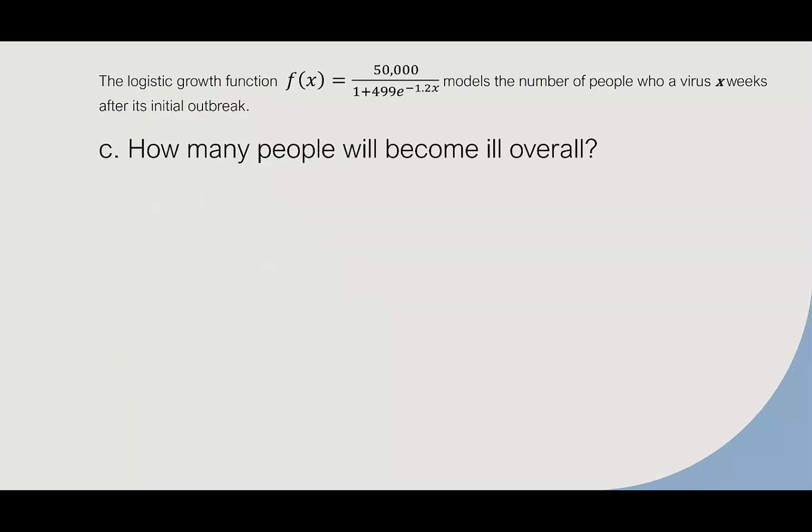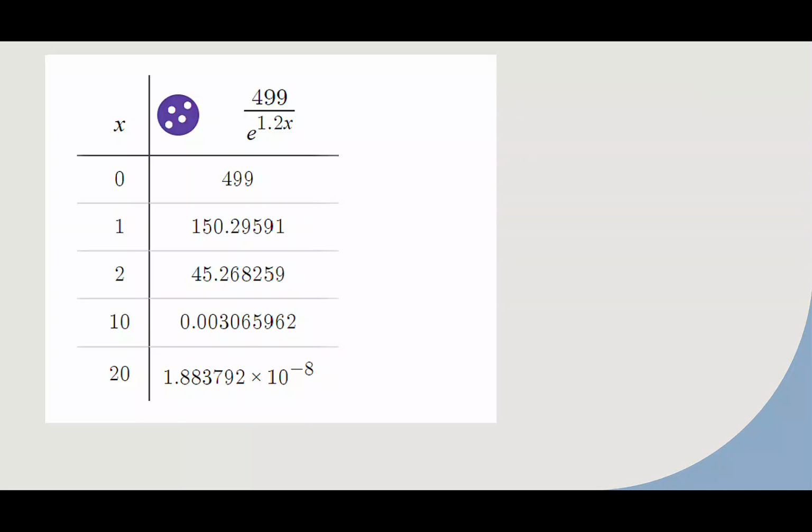Overall means time is increasing, so x is getting bigger and bigger. To figure this out, we want to kind of stop and isolate the part with the e. I rewrote the function as f of x is 50,000 over 1 plus 499 divided by e to the 1.2x. I want you to think about what's happening as x gets bigger. Because e is exponential, it's getting larger and larger and larger. 499 is staying the same. So I put this in my calculator and only took the 499 over e to the 1.2x.